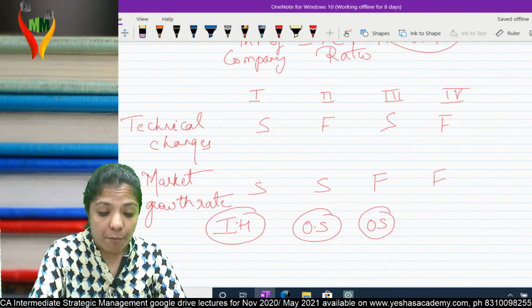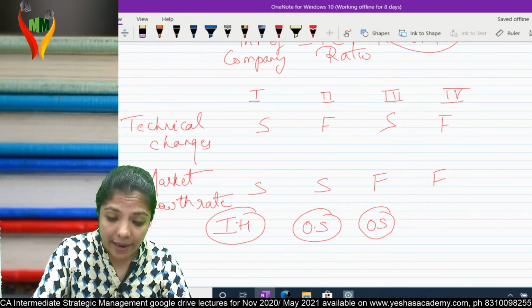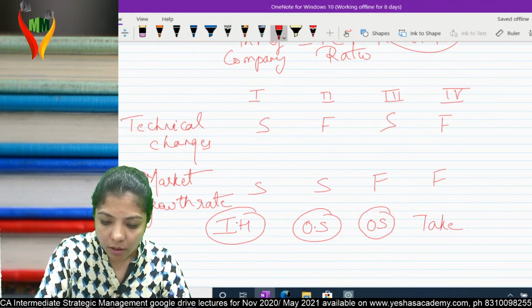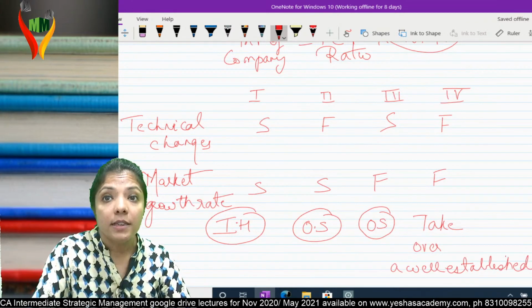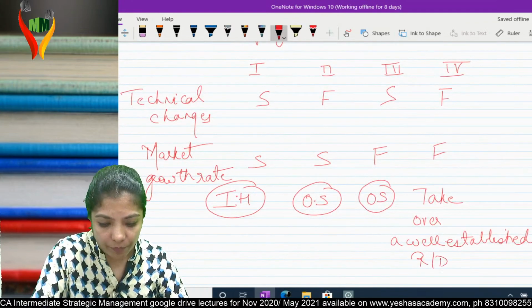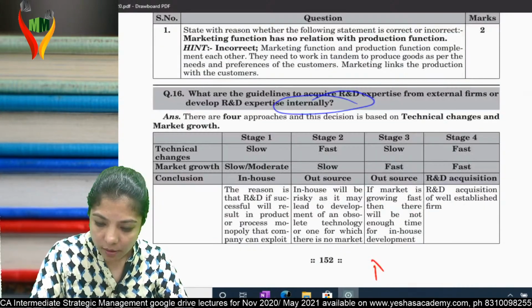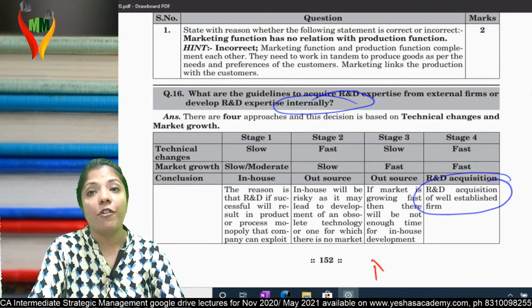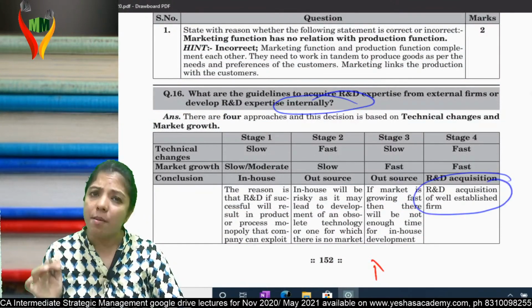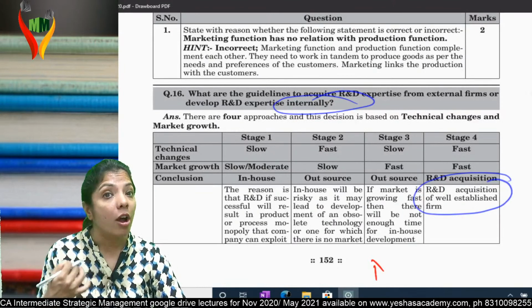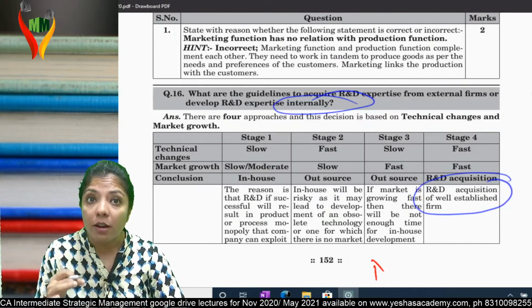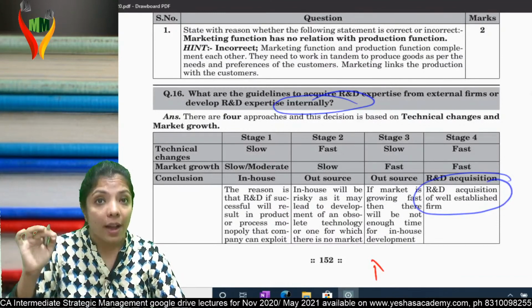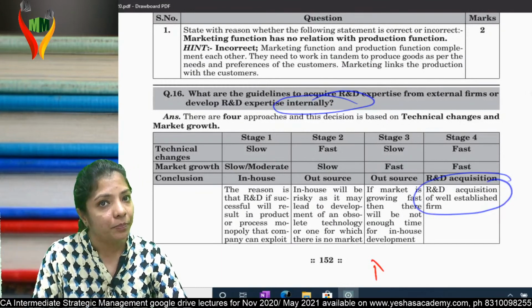And last one, if both are fast, then go a step ahead. Take over a well established R&D firm only. See, R&D acquisition of a well-established firm. Acquire a company which is into R&D only, because when technology is changing very fast and demand is very high, you should be the first one to launch the new updated product in the market. Am I clear?